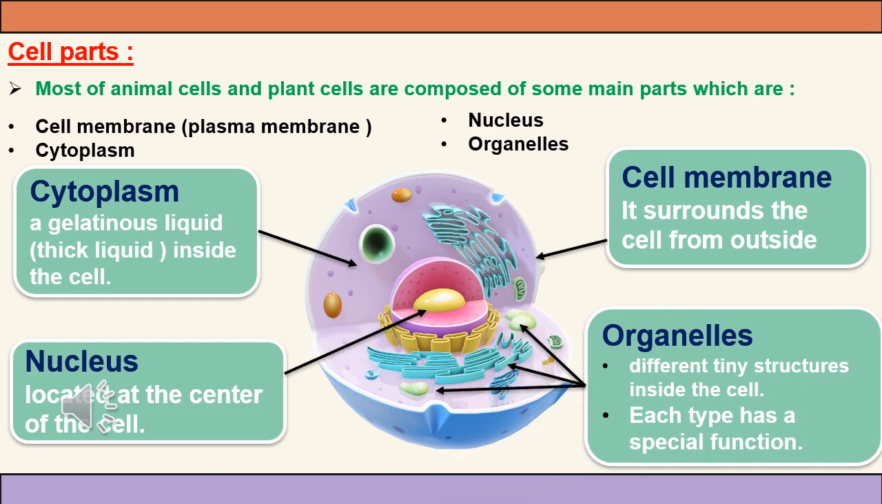Now, let's talk about the cell parts. Are you ready? Let's start. Which parts can you see inside the cell? Super, we can see many parts like the cytoplasm, nucleus, cell membrane, and organelles. Let's start with the cytoplasm. Can you describe it? Super, it is a gelatinous liquid or thick liquid which is located inside the cell.